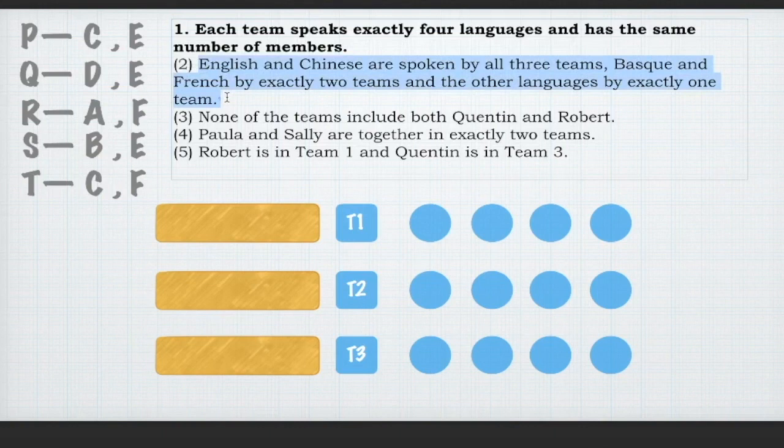English and Chinese are spoken by all 3 teams. Basque and French by exactly 2 teams, and the other languages. Don't use this pronoun term; replace it with the other languages. Look at your data. English and Chinese are taken care of, Basque and French are taken care of. So the other languages that are left are Dutch and Arabic. Look at this rule again now. English and Chinese are spoken by all 3 teams. So in all the teams, English and Chinese are definitely spoken.